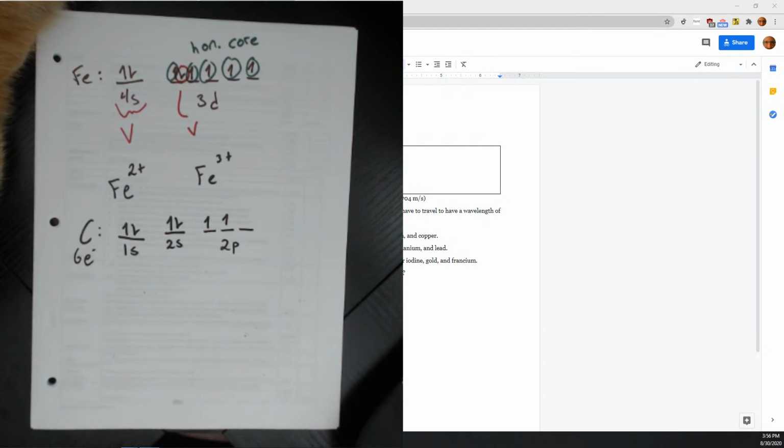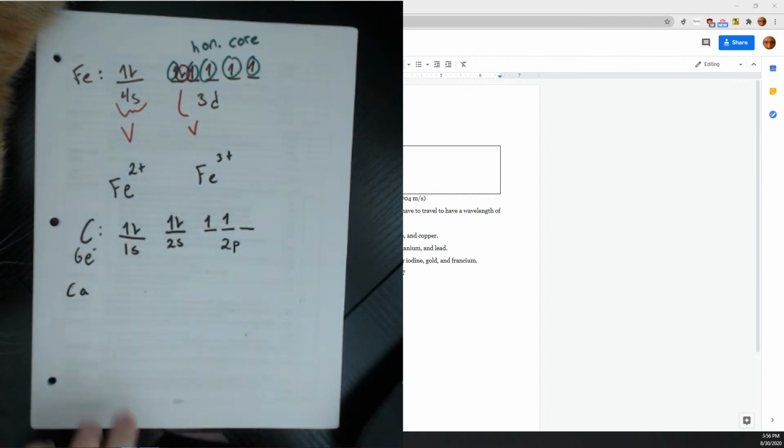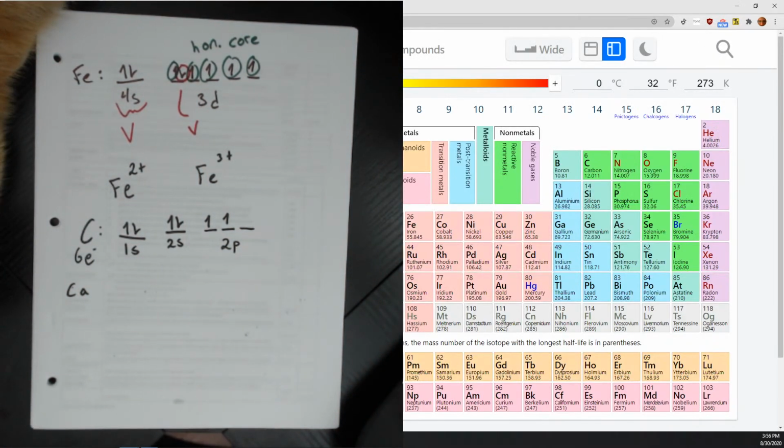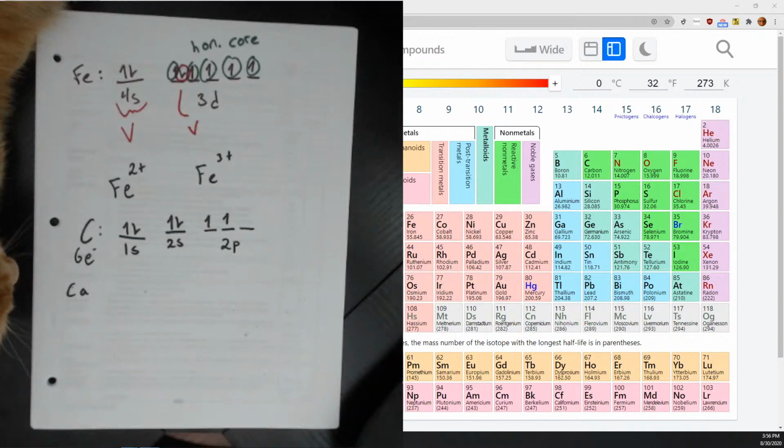All right. Next up was calcium. Calcium is element 20, but I want to double check that to be sure. Yes, it's element 20 right here. So that means we're looking at 20 electrons. So this is going to take a little bit longer.